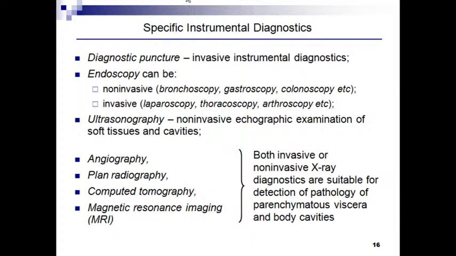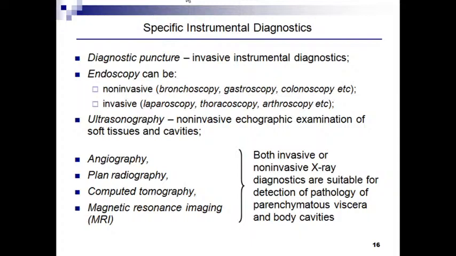We can use instrumental and laboratory methods of examination. Specific instrumental diagnostics: diagnostic puncture is an invasive instrumental method which consists of puncture of a cavity with blood and aspiration of blood for identification of the content of the cavity. Endoscopic examination can be non-invasive. We can use bronchoscopy, gastroscopy or colonoscopy, flexible scopes for examination of the GIT or respiratory tract.